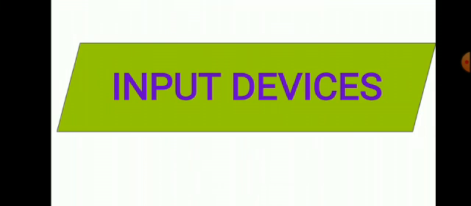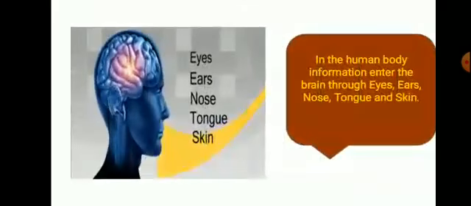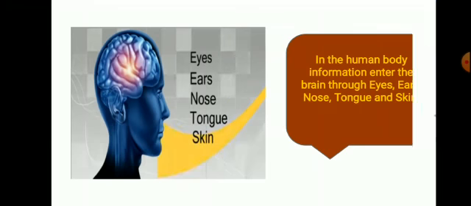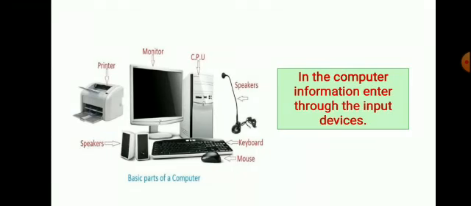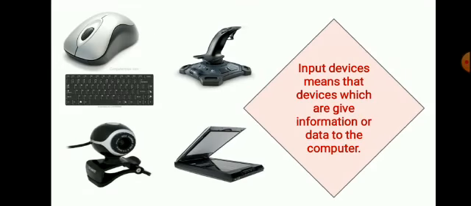First of all, we are going to learn about input devices. For example, in the human body, information enters the brain through eyes, ears, nose, tongue and skin. In the same way, in the computer system, information enters through the input devices. Input devices are devices which give information or data to the computer.